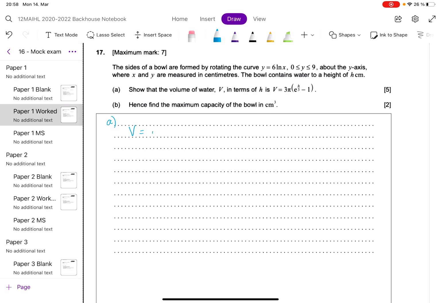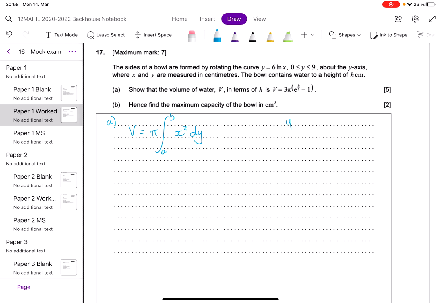V equals pi integral from a to b of x squared dy. I'm writing the formula down because we can't have the formula guide open while I'm doing this. You don't have to write formulas down. Right, x squared means we want x as a function of y. That's the first thing we need to do.